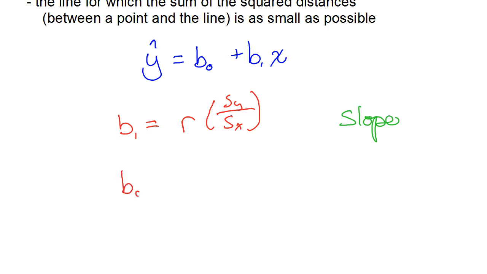Now our y-intercept is calculated by the mean of the y's minus our slope times the mean of our x's. And so this is our y-intercept.